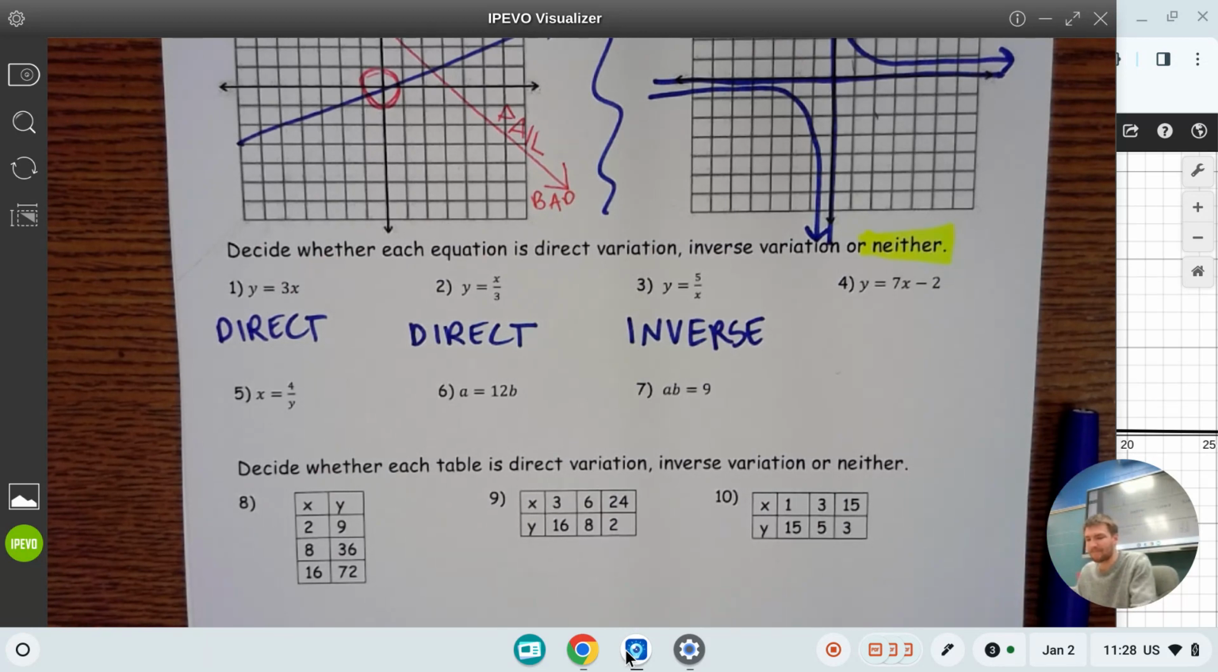All right. I'll give you a little challenge. Number 4. Can you do number 4? What do you think? Anybody figure it out? You can shout it out.